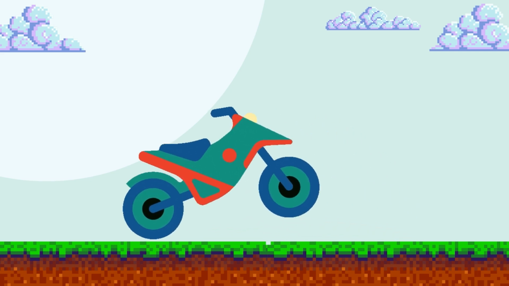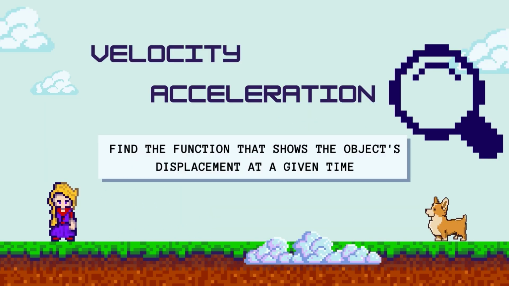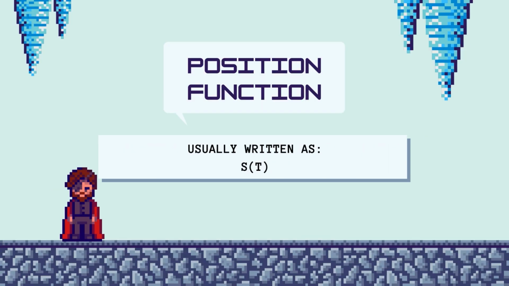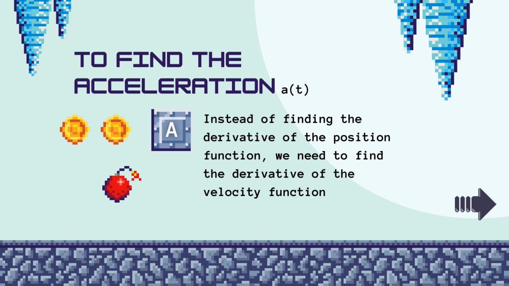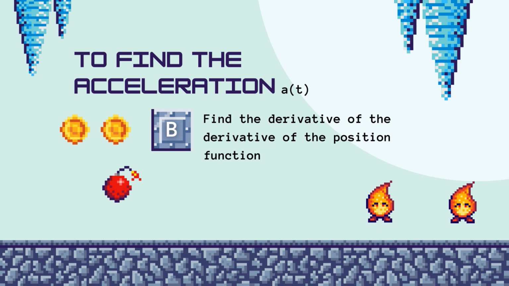To find both velocity and acceleration, we first need to find the function that shows the object's displacement at a given time, or what we usually call the position function. To find the velocity at a given time, all we have to do is find the derivative of the position function, then substitute the value of time. The same thing goes for finding acceleration. But instead of finding the derivative of the position function, we need to find the derivative of the velocity function. So, in order to find the acceleration function, we have to find the derivative of the velocity function.